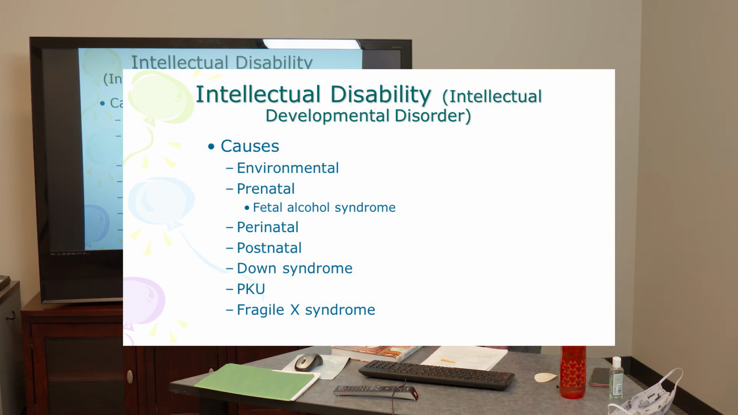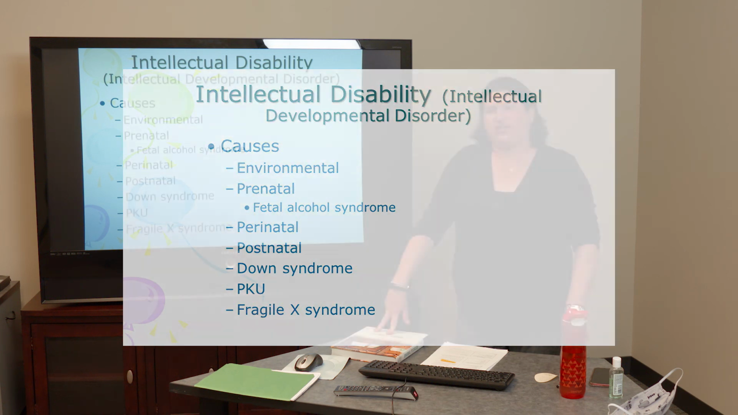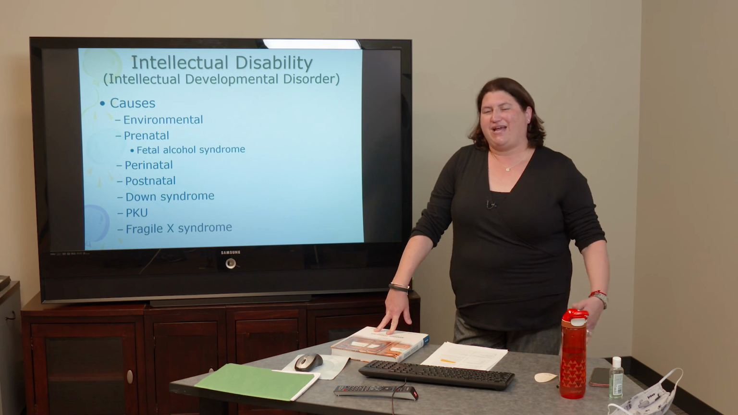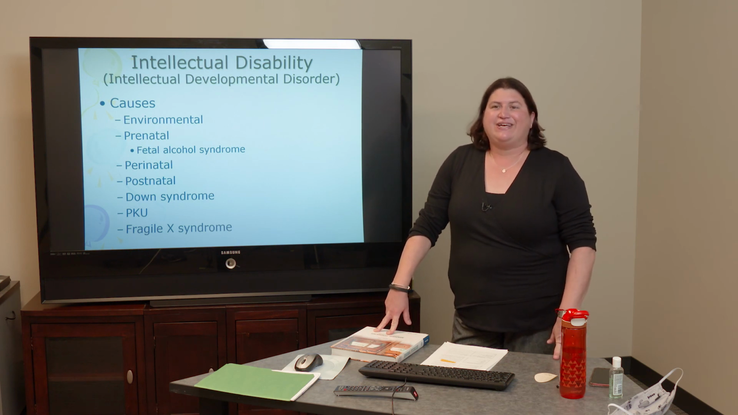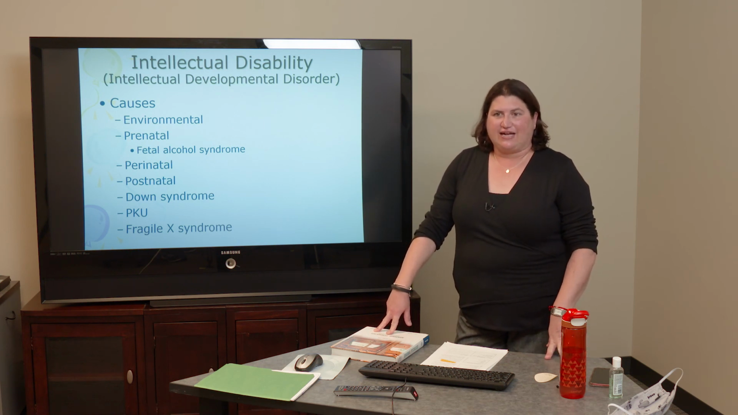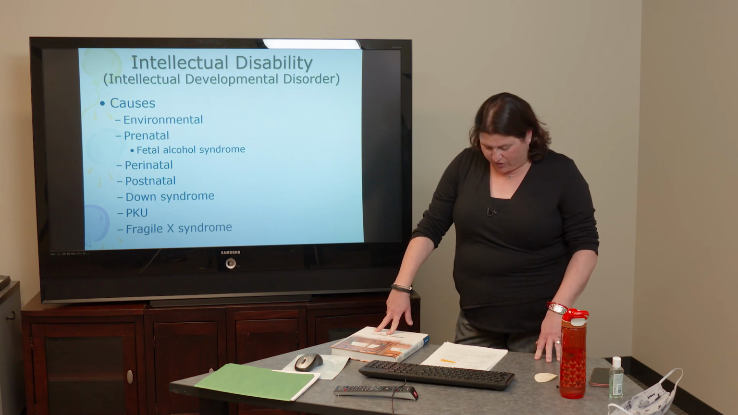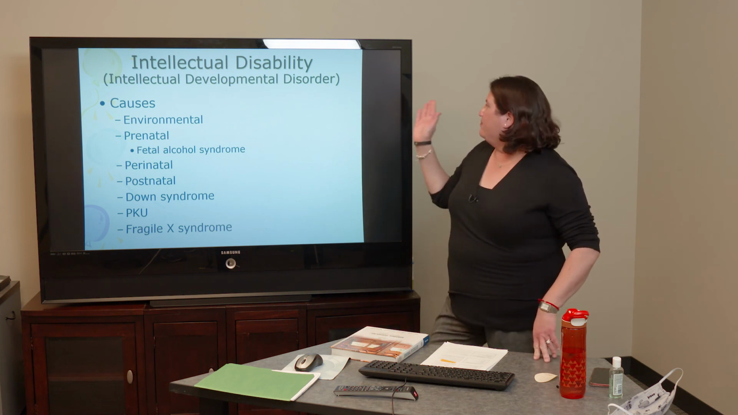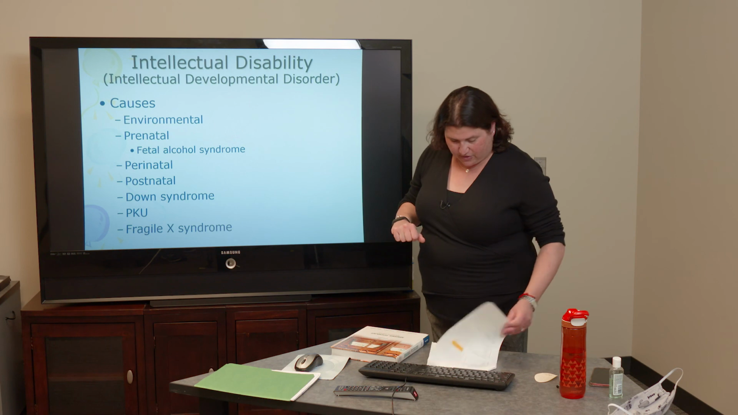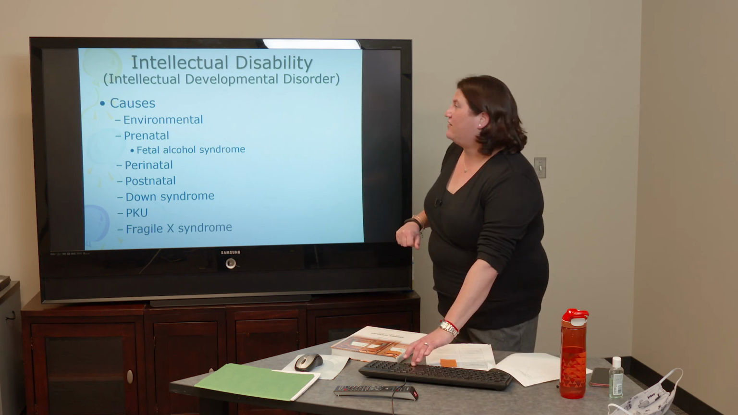developing. And finally, Fragile X syndrome, which affects men. Males have an X and a Y chromosome. Females have two X's, so if one X is fragile, the other one can compensate. Males don't have that same opportunity. So if they have that shaky little X with their Y, they oftentimes will develop intellectual disability. And that is the end of that.